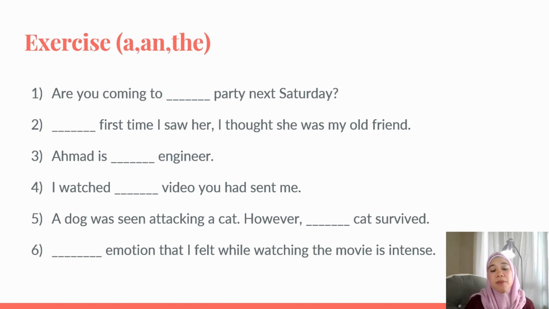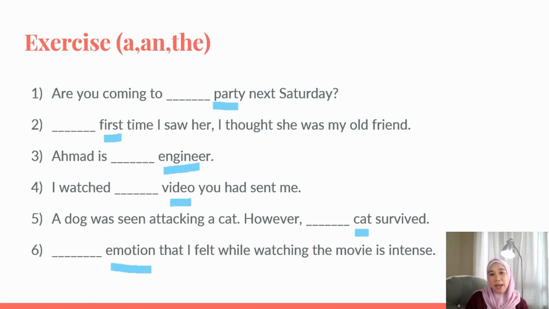Now remember the first slide, I said that whenever you want to choose whether to use a, an, or the, you have to look at the noun that comes after it. So always look at the noun that comes after it. Okay, number 2, the answer is the. Why? Because look at the noun here. First, remember the order of number, first, second, third, fourth, fifth, sixth, and so on. So whenever you are talking about the order of number, always use the.